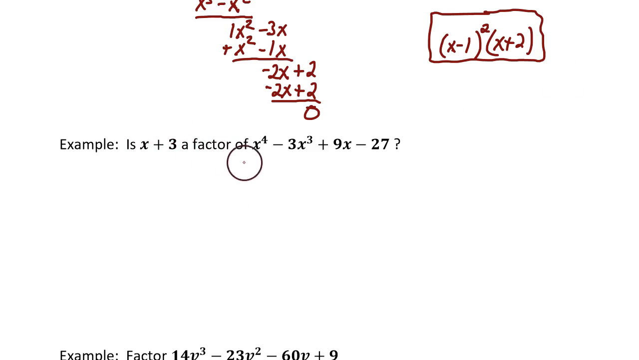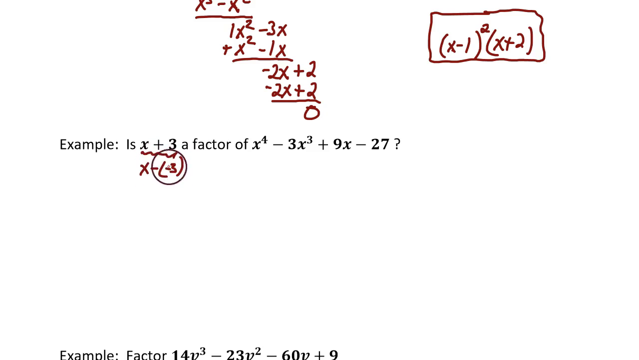Here's another example. Is x plus 3 a factor of this polynomial? One way to find the answer is to divide by x plus 3. If we get a remainder of 0, then it is a factor. But long division is a lot of work. Let's use the factor theorem. X plus 3 is equivalent to x subtract negative 3. That fits the factor theorem.